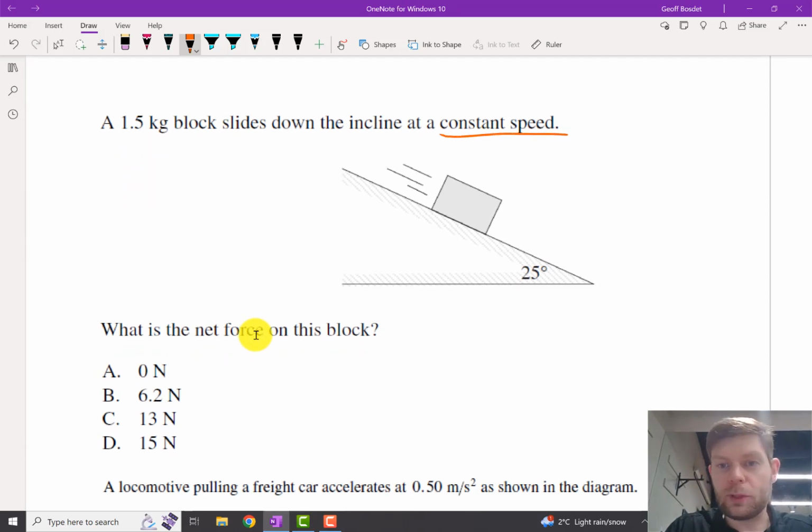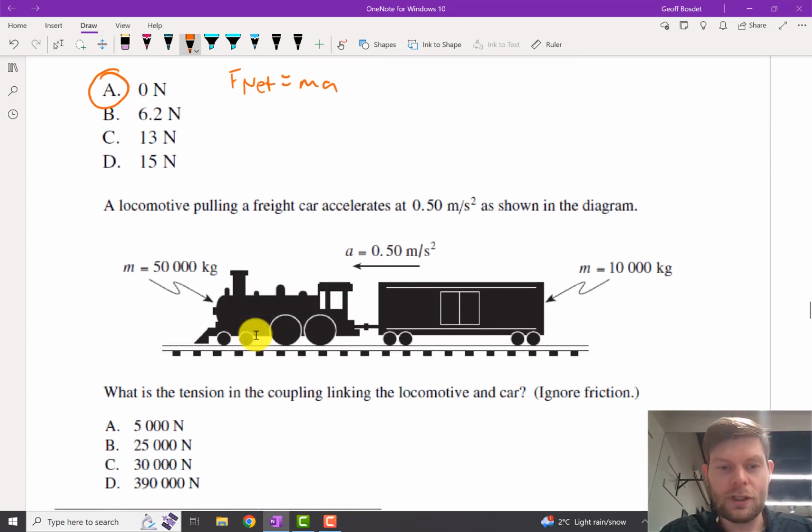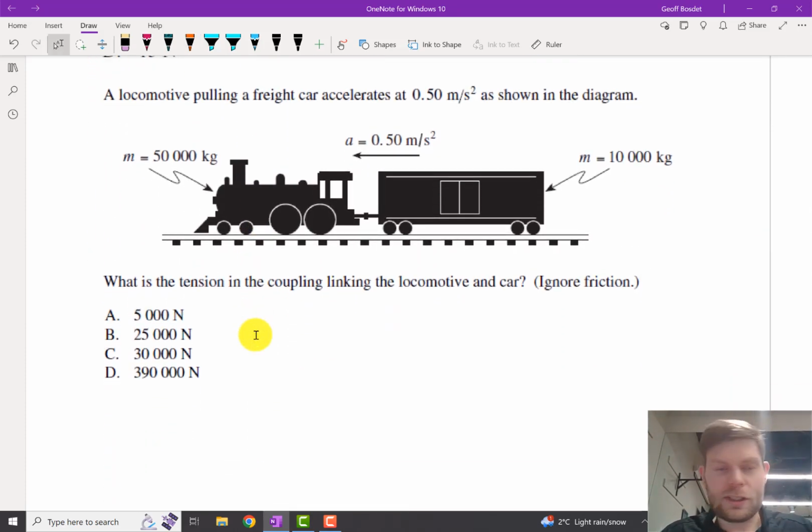So we got a block moving at constant speed. If someone's moving at constant speed, what's the acceleration? This means the acceleration has to equal 0. F net just equals ma. Anytime you get constant speed, all your forces have to cancel. You have a net force of 0 newtons. Do this one super fast and then sprint to advisory, and that might be what you get.